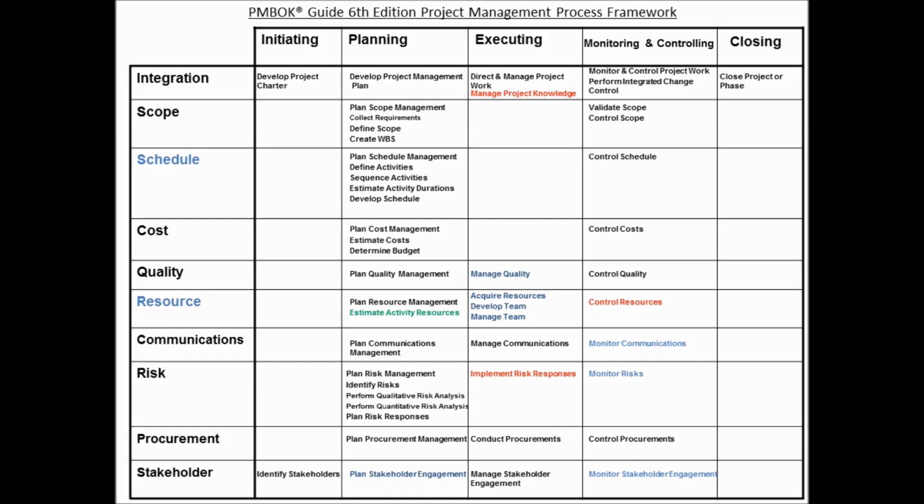Now, for the sake of ease, I have color coded them. The ones that you see in red are newly added. Manage project knowledge, control resources, and implement risk responses are all the new processes that have been added. Estimate activity resources was under time management, and it moved to resource management. All the ones that are in blue, like schedule and resource, have changed nomenclature, the naming convention. Schedule was called time, and resource was called human resources.